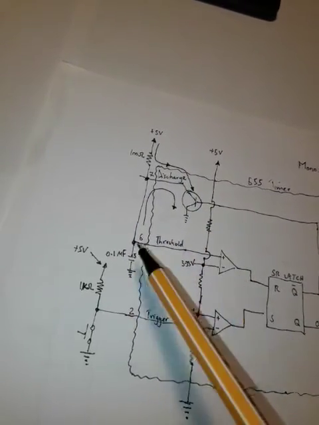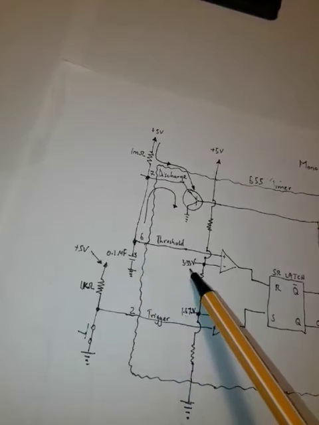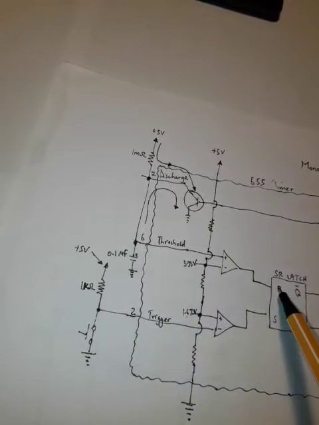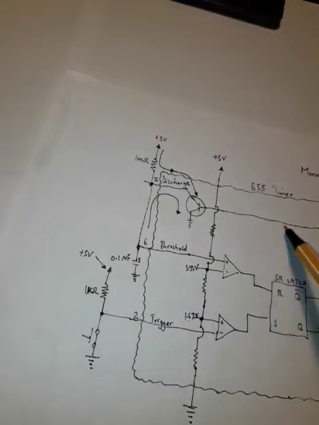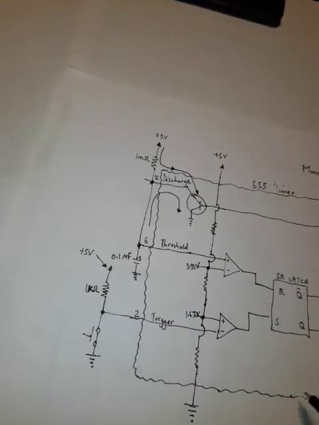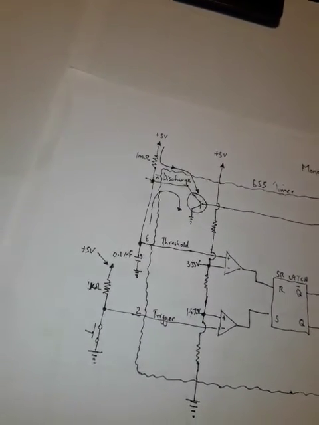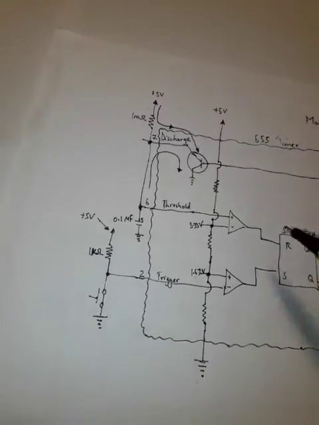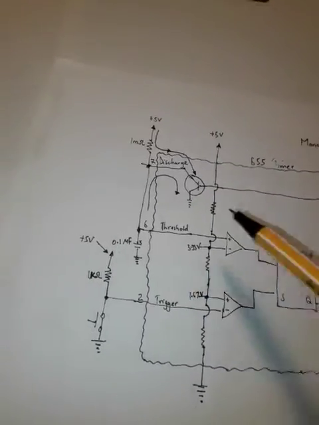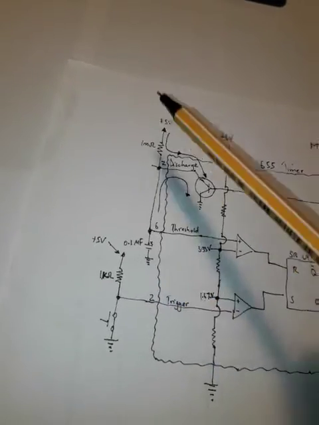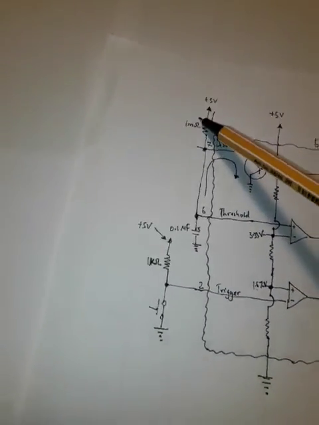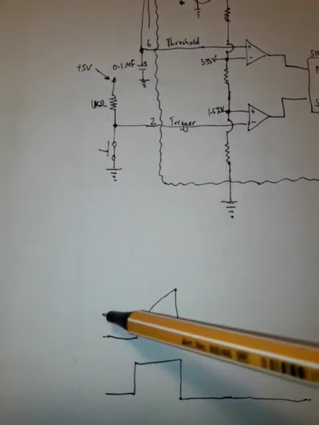So once the capacitor charges up to 3.3 volts, it's going to set the R latch, which is going to discharge the capacitor again. And this is going to provide a pulse for a short duration of time, which is dependent on the capacitance and the resistor at this point. So we're going to have this kind of pulse.